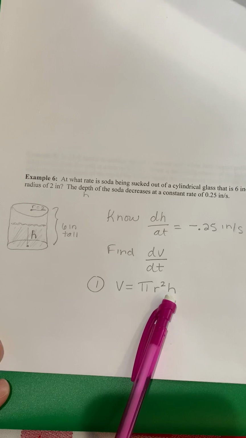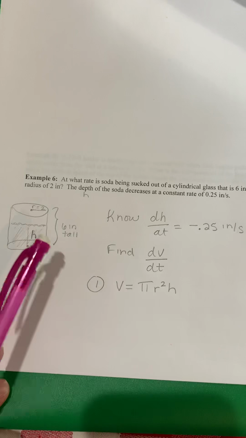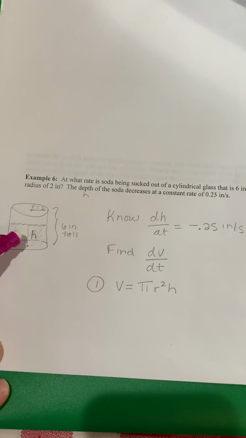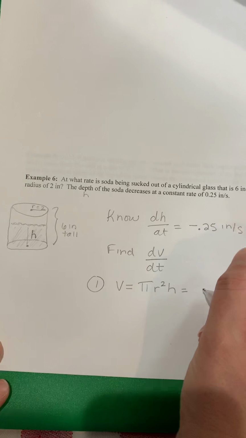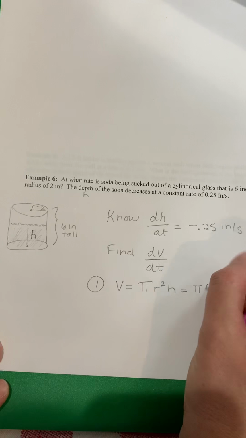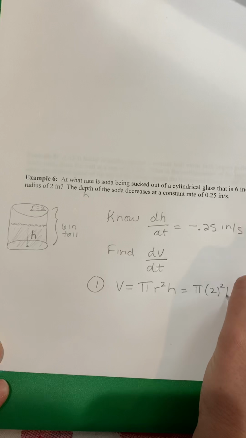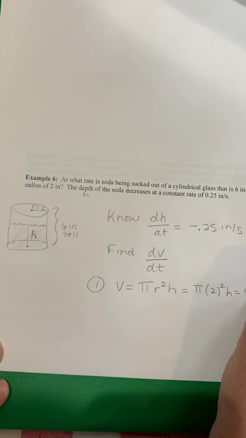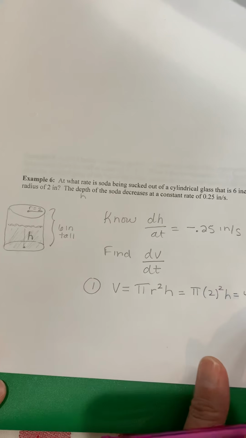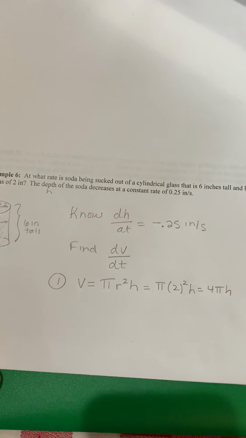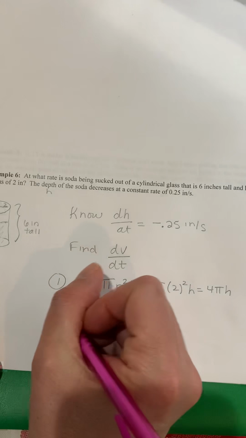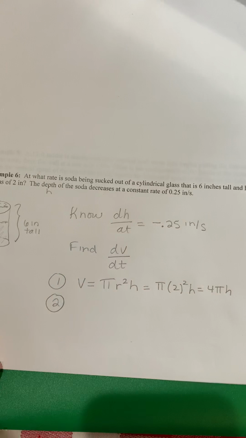The good news here, if we go back to our picture, the height is changing, so we can't plug that in at this stage, but the radius is always 2. That doesn't rely on the height, so we can plug that in since that's constant. So we're going to get pi 2 squared h, okay, which is 4 pi h, rearranging a little bit over there. Okay, now we can go ahead and take the derivative with respect to time.